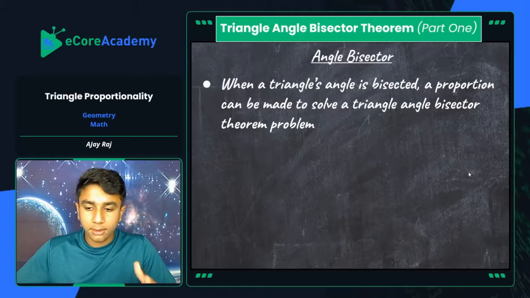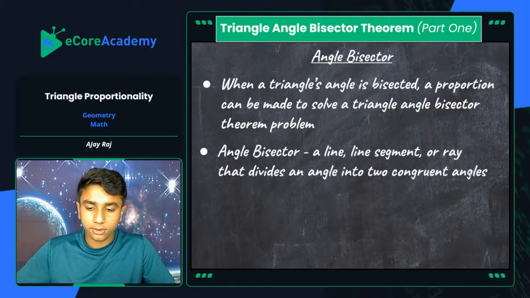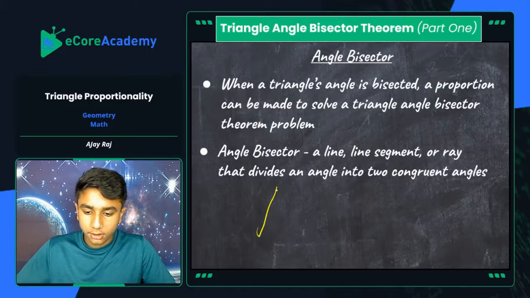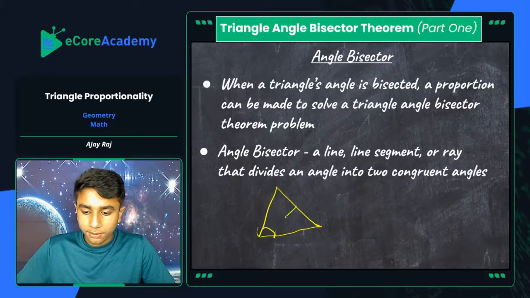So we're going to be given a bisector in this case in order to look at the triangle angle bisector theorem. An angle bisector is a line segment or ray that divides an angle into two congruent angles by intersecting it. Very simple. If you're looking at this triangle right here, and we're given this angle here, we'll have an angle bisector that'll basically split this angle into two congruent halves.